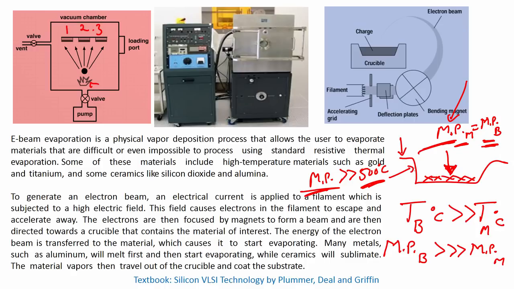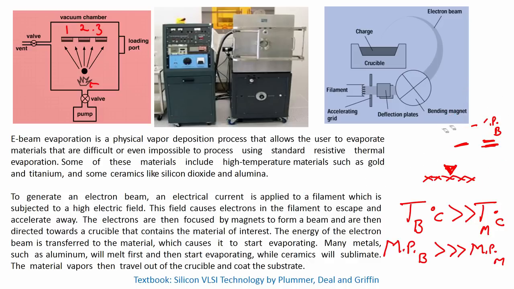Otherwise, what will happen? My boat will also start evaporating. It will start melting, and instead of getting a metal, if my material is a metal, I will get an alloy. Two different metals I will be depositing, right. That is why in such cases where the melting point of the material loaded inside the boat is close to the melting point of the material from which the boat is made, we cannot use thermal evaporator. In this case, we have to go for electron beam evaporator, alright, electron beam evaporator.